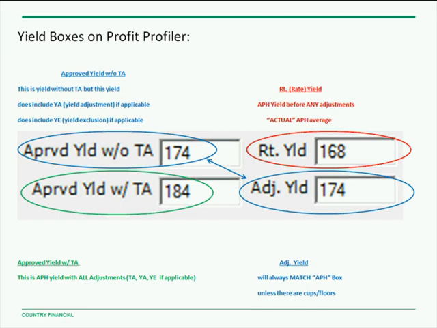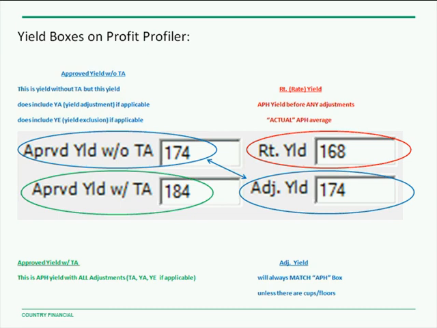Okay. Now to move over to the top left, this box is titled Approved Yield Without TA. Well, the number that goes in this box is their yield without TA, but it does include yield adjustment, if applicable, and yield exclusion, if applicable. Remember on that previous slide that, yes, we had yield exclusion eligible, and that 9-year average was 174. That would be the number we'd put up here in approved yield without TA.